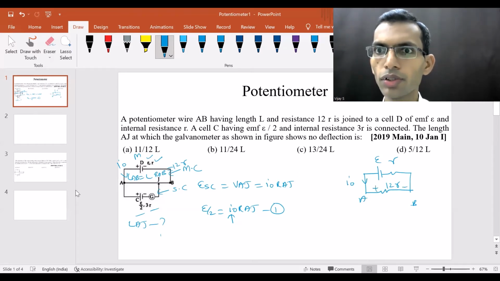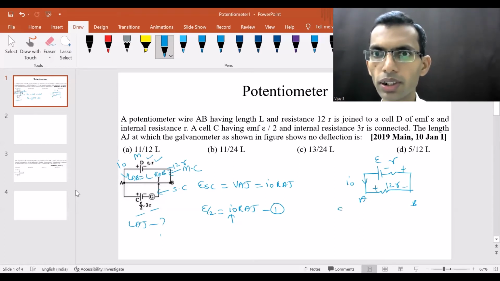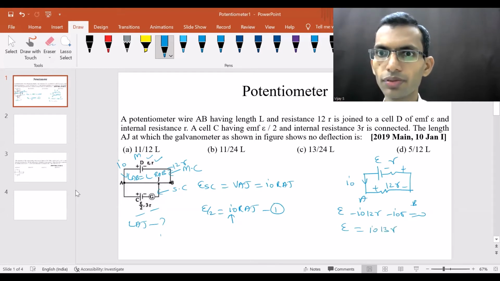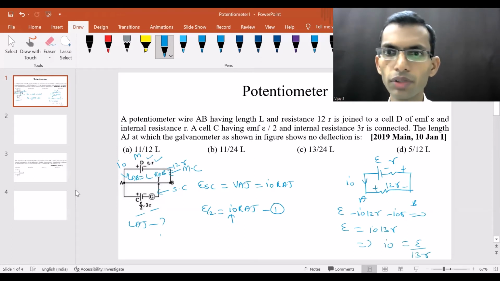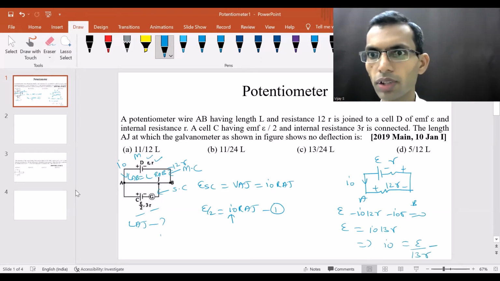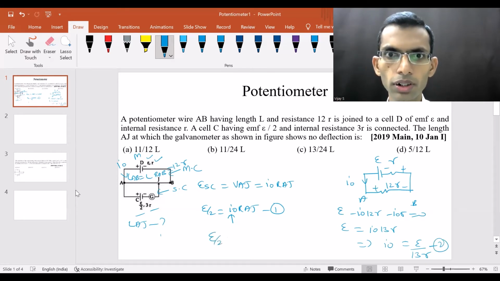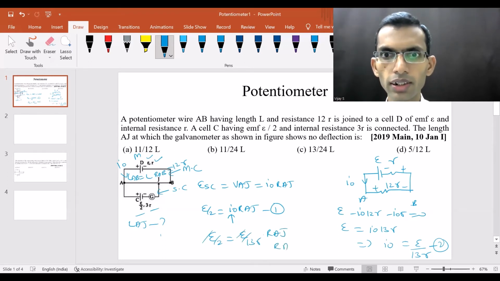When we apply KVL, what are we going to get? E minus I0 into 12R minus I0 R is equal to 0. So E is equal to, here you can see 12 plus 1, 13, so I0 into 13R. So I0 is equal to E by 13R. When we substitute into equation 1, we get E by 2 is equal to E by 13R into RAJ. That means RAJ is equal to 13R by 2.